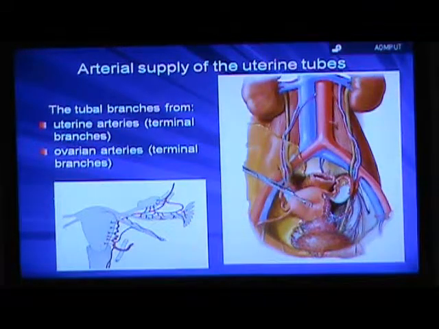The uterine tube is supplied by two sources. One of them is the tubal branches from the uterine artery. And the second source is the tubal branches from the ovarian artery.